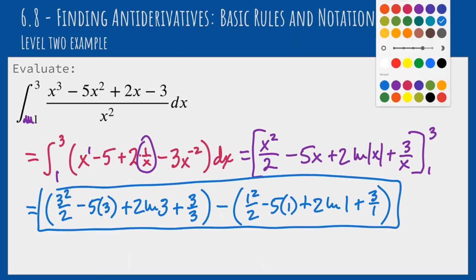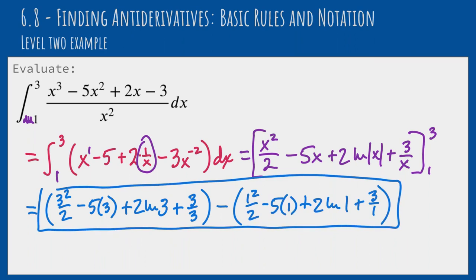If we are simplifying, just a couple of notes: the natural log of 1 is equal to 0 because e to the 0 is 1, so that can drop out. We can't simplify the natural log of 3 at all, so that's just going to be in our answer. Other than that, it's just arithmetic to simplify.